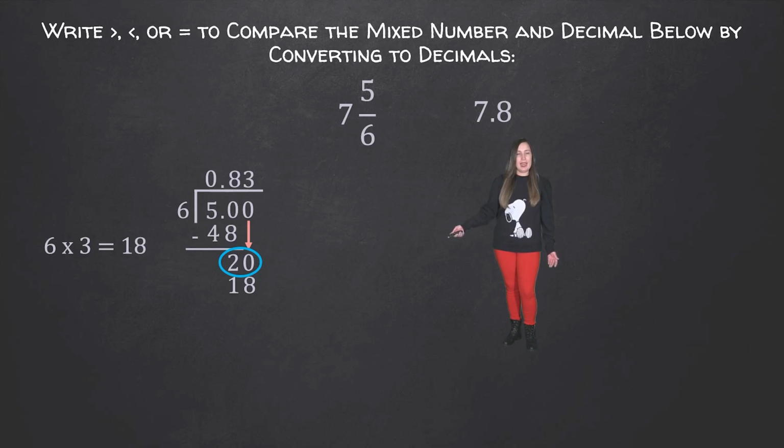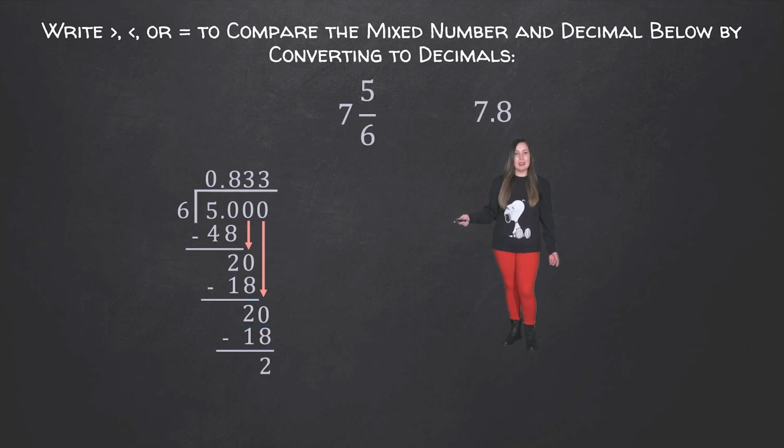We're going to go ahead and add 18 here and then subtract. 20 minus 18 is 2. So we bring down another 0 and get 20 again. So 6 goes into 20 3 times because 6 times 3 is equal to 18. So if we subtract, we're going to go ahead and get 2 again. So that means that this is going to keep repeating.